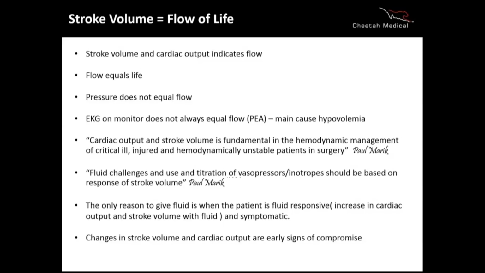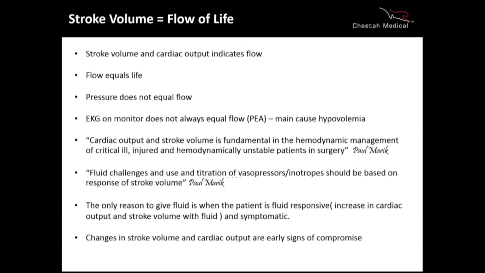Cardiac output and stroke volume are fundamental in hemodynamic management of critically ill, injured, and hemodynamically unstable patients in surgery. Fluid challenges and the use and titration of vasopressors or inotropes should be based on the response of the stroke volume, on the response of the flow, in other words.